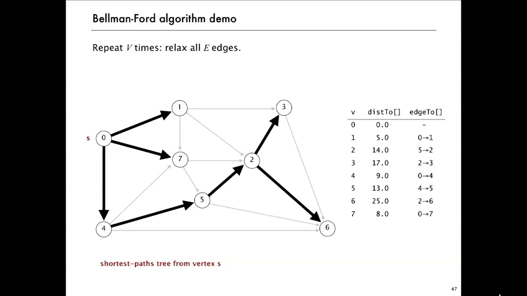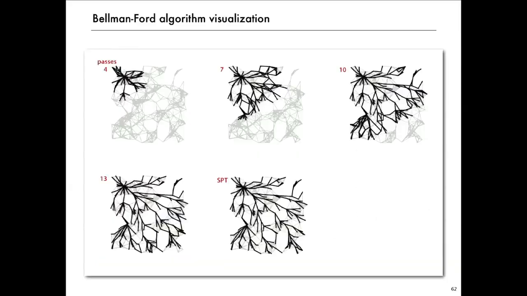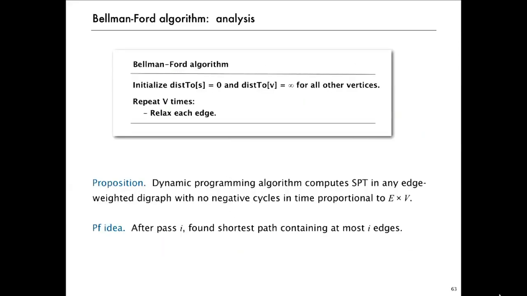So that's an example of the Bellman-Ford algorithm on a simple sample graph. Here's the visualization of the Bellman-Ford algorithm running on a bigger graph. And here's what it looks like after 4 passes, 7, 10, 13. This graph has 100-some vertices, and it finds the tree in a relatively small number of passes. And we'll talk about the performance in a second.